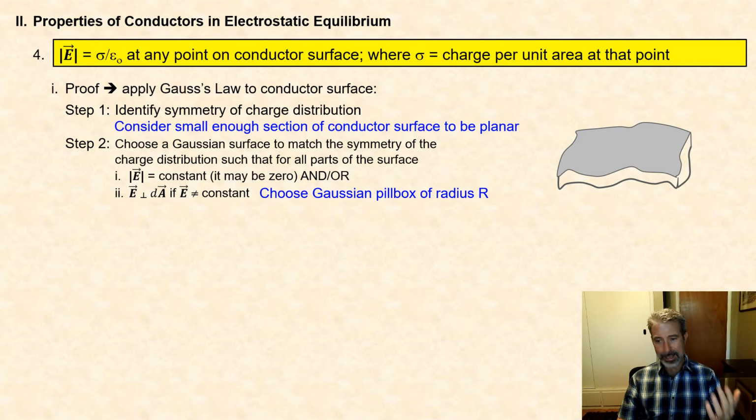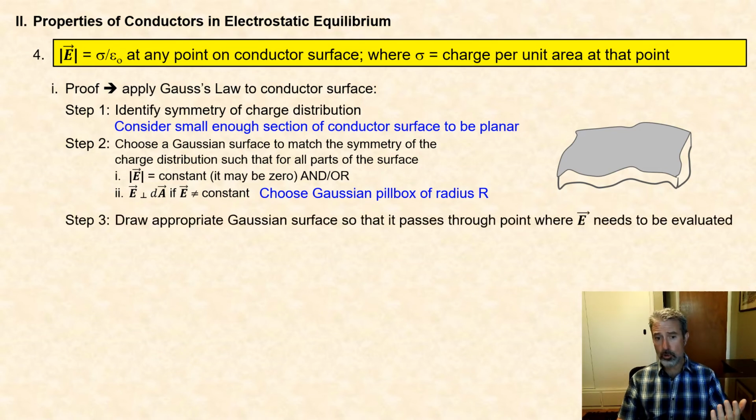So, as we know, it's the Gaussian pillbox. We'll define a Gaussian pillbox having a cross-section of radius r for our problem here. So we're going to draw the appropriate Gaussian surface so it passes through the point where we need to evaluate the field, which is going to be at the surface of the conductor here. I guess I could have drawn the end of the Gaussian surface a little bit closer to the conductor surface, but you can imagine that.